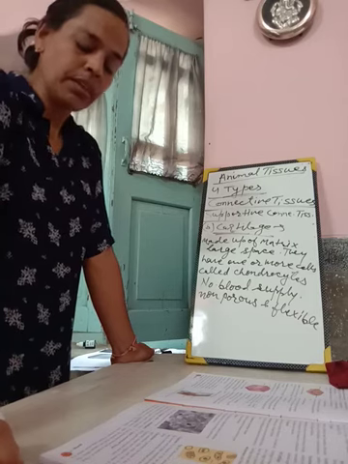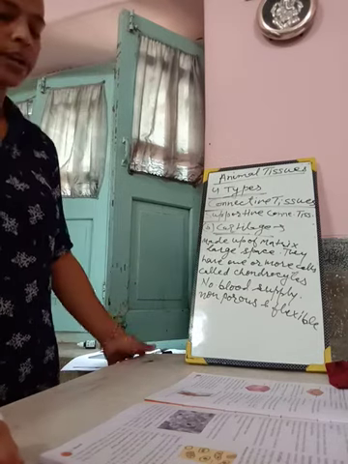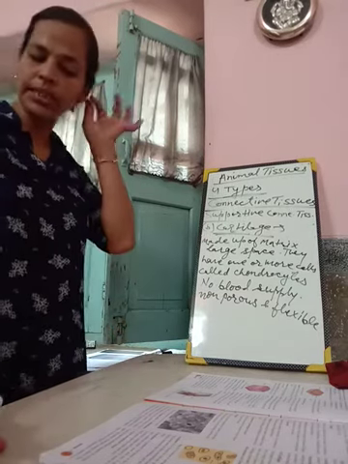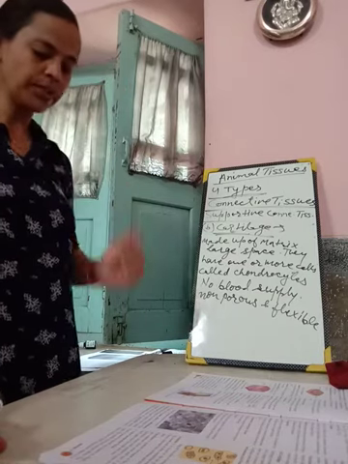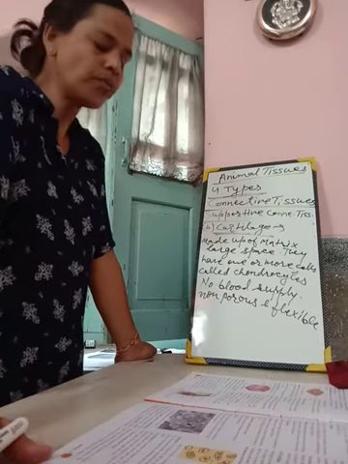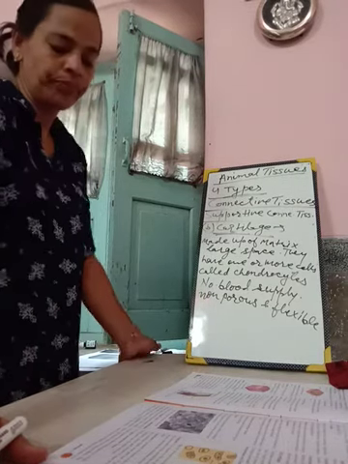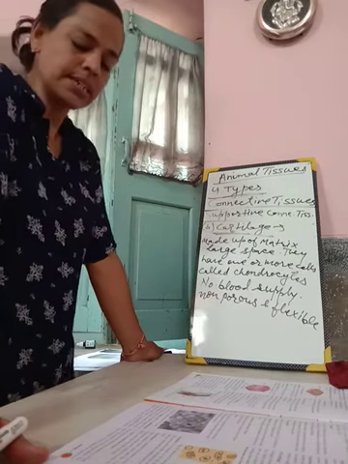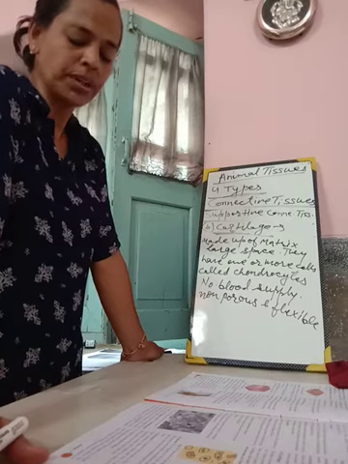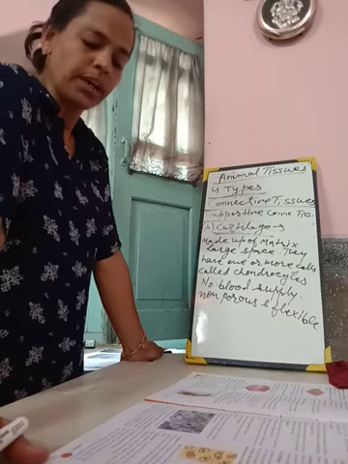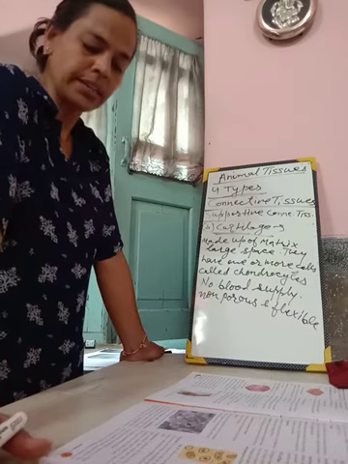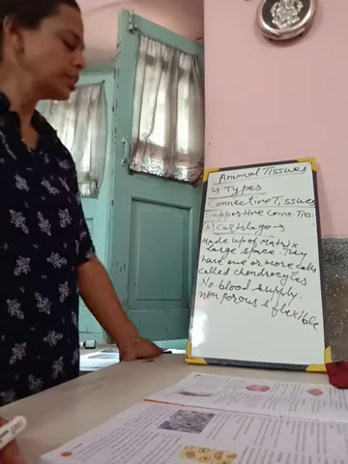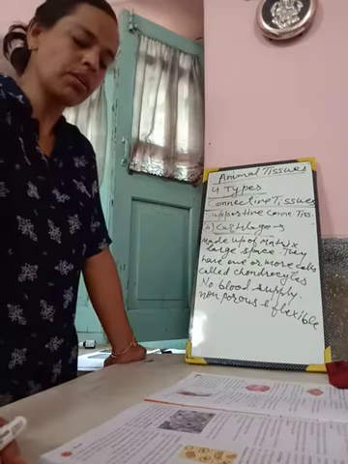Now the location of these cells: cartilage is found in the ear pinna, nose tip, lower end of the ribs, around the trachea and larynx, between the vertebrae and at the knee joint. This is the location of cartilage.